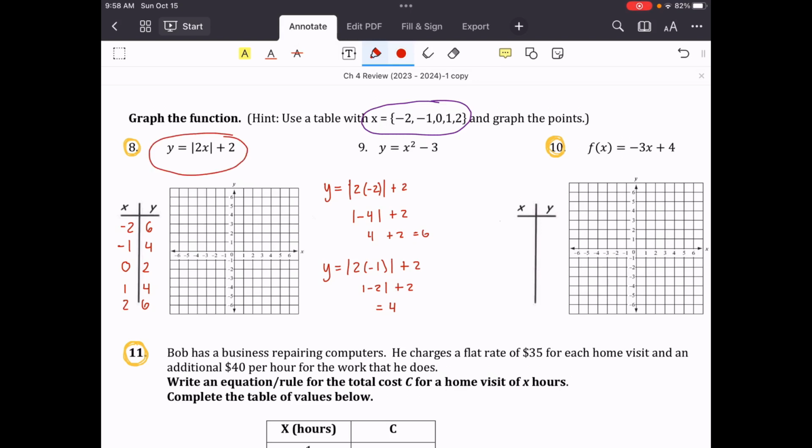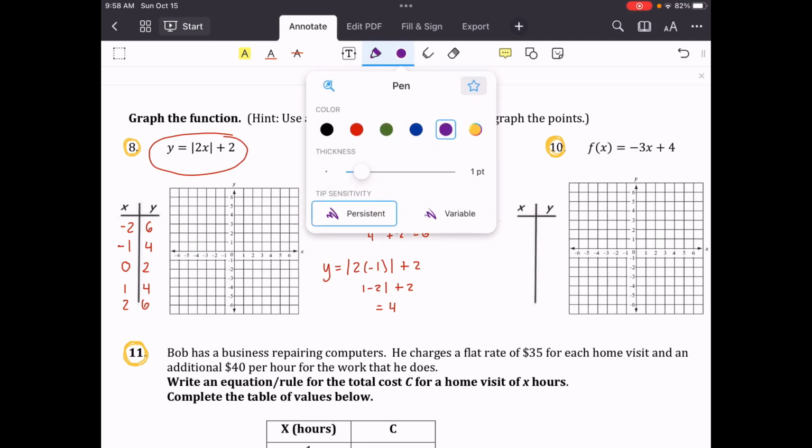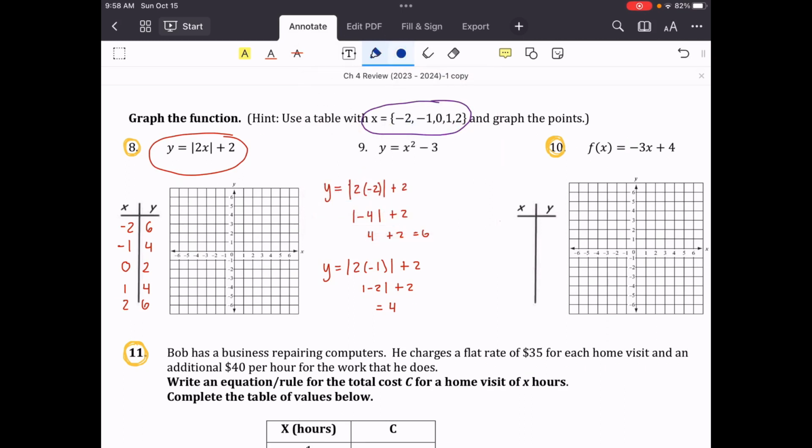This is an absolute value equation, so we should remember that our graph is going to look like a V. So then we're going to go and graph these points. So -2, 6, -1, 4, 0, 2, 1, 4, and 2, 6. And so this is our graph. And remember, something like this would be considered nonlinear. It has a turn in it.